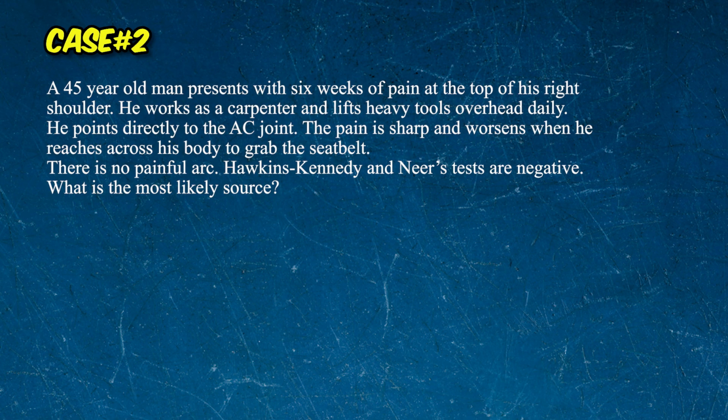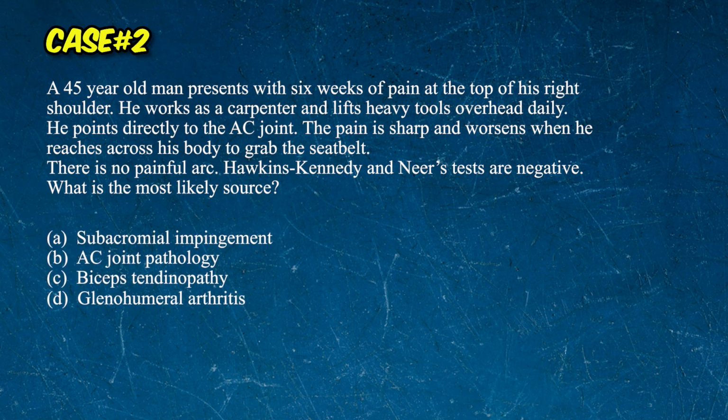What is the most likely source? Option A, subacromial impingement. Option B, AC joint pathology. Option C, biceps tendinopathy and glenohumeral arthritis. Pause. Notice the location of pain. Notice which tests are negative. That's your clue. Write your answer.